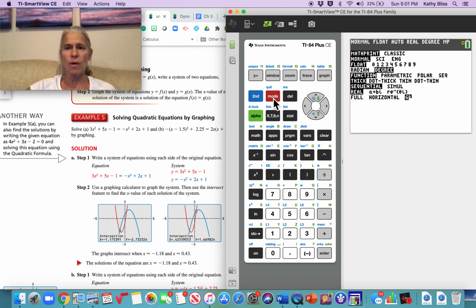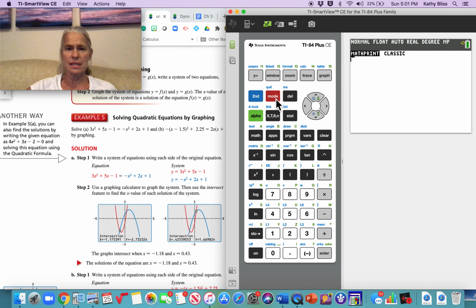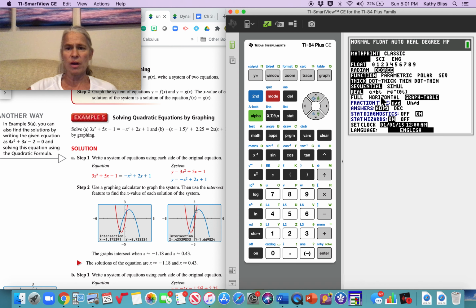Now, I've got my graph set up in a split screen here. So I have graph table. You might just have it on full. And once again, that's under mode. If you have it on full, you're not going to see your table. But I have it listed as graph and table if you'd like to look at it that way.